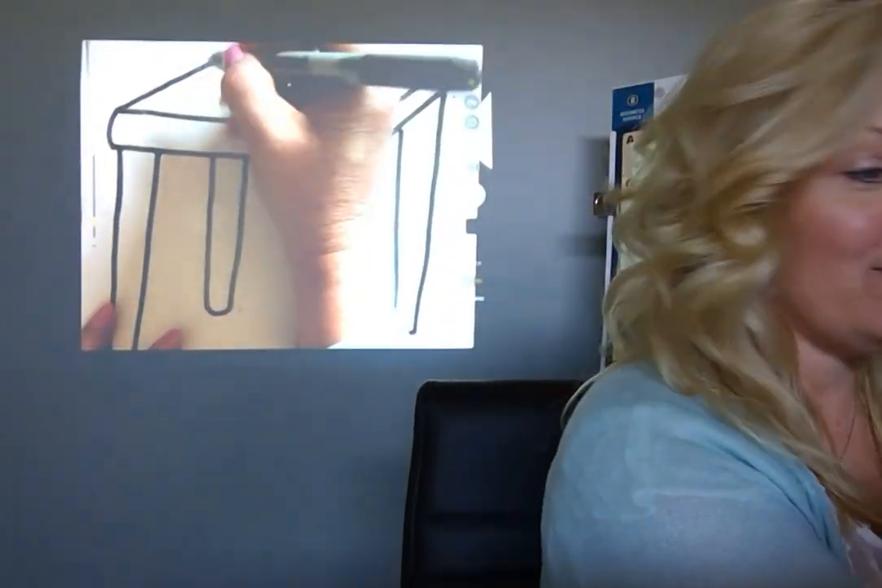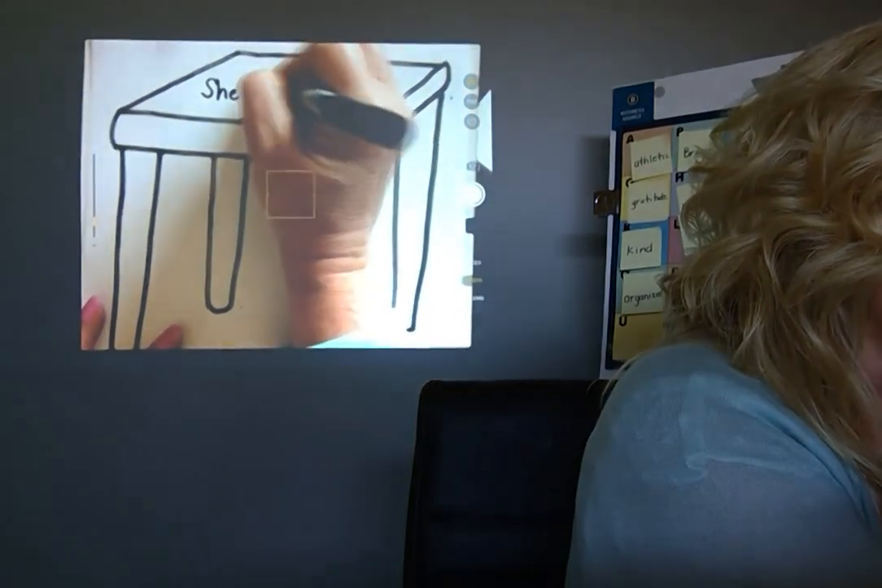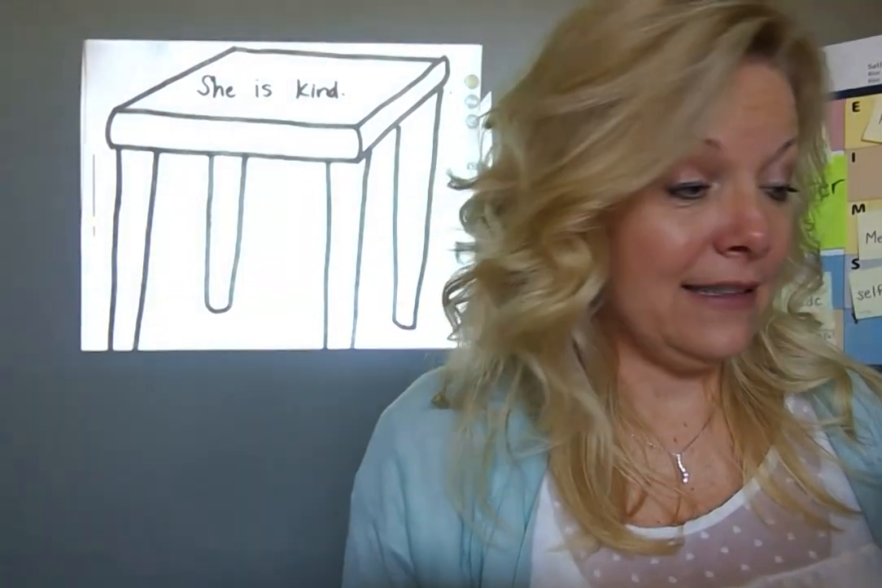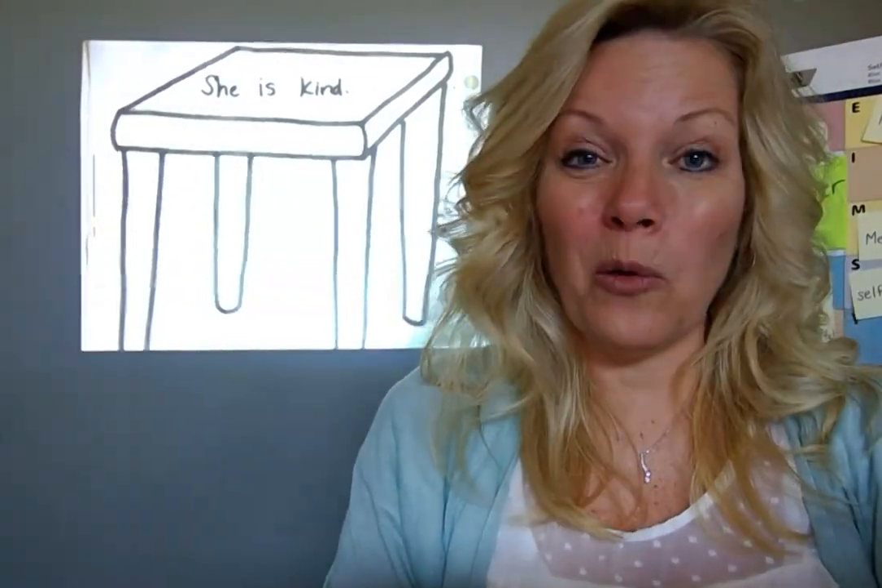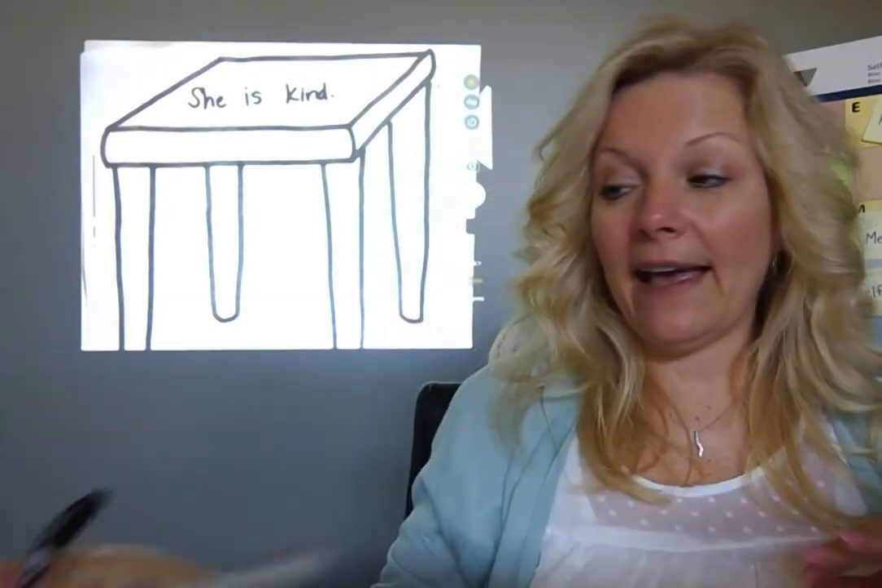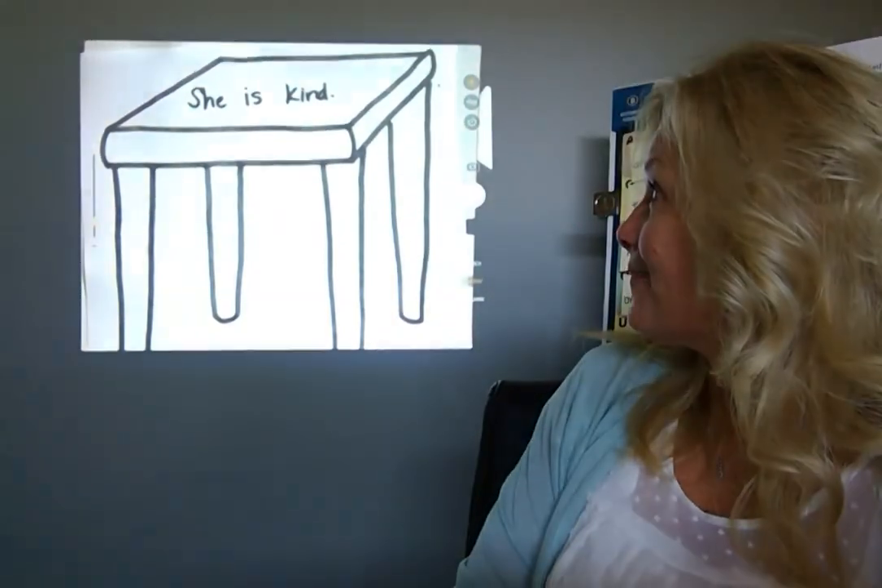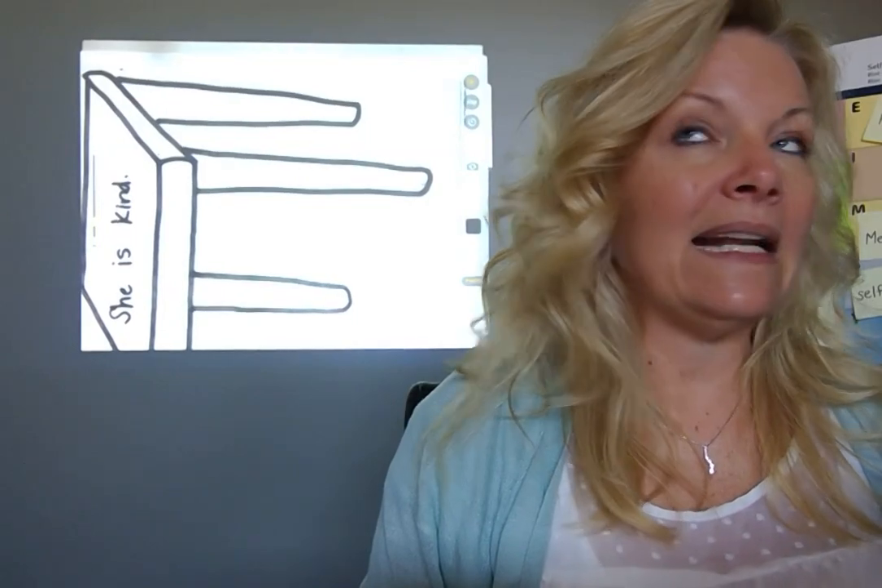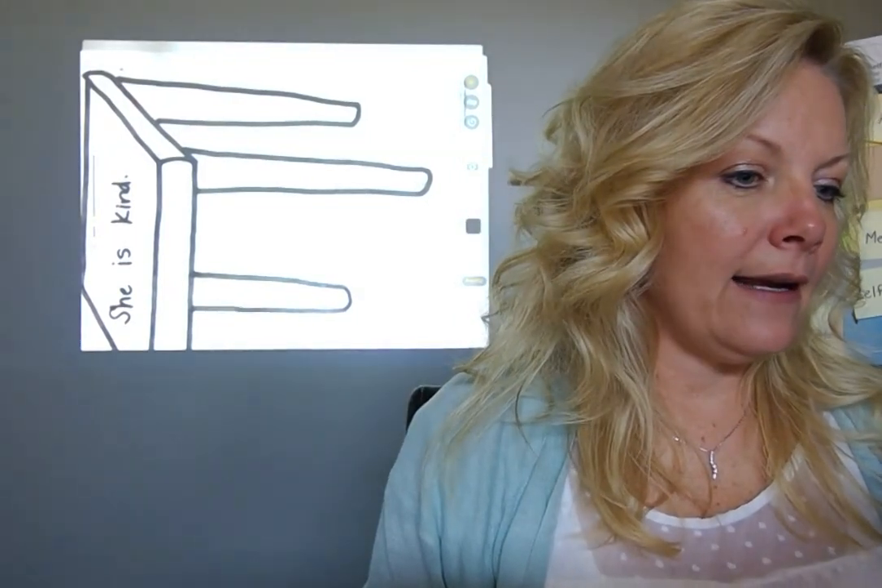Good. Let's do another one. Our second boring sentence was, she is kind. Now, talking about Cameron. So she is kind. Boring. As a reader, I want to know more. So I'm going to turn this to the side so I can write. I need a leg. How is she kind?